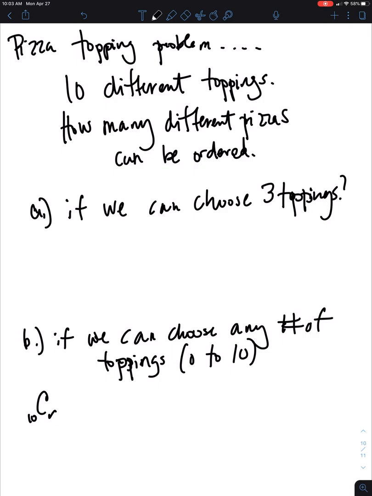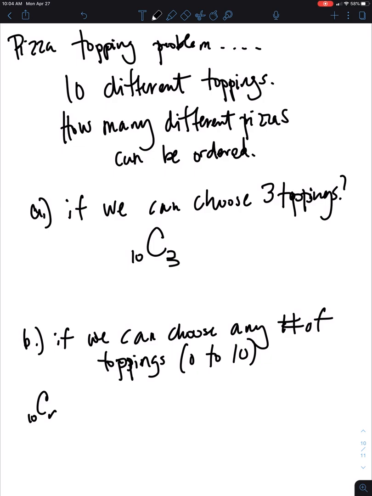So this would be a combination because you wouldn't care about the order. You just have 3 toppings that you're choosing from, and you're filling the blanks for 3. It's kind of like the Miss America example. We had 51 contestants. We're picking 10. So right now we've got 10 different toppings. We're picking 3. So it'd be a combination.